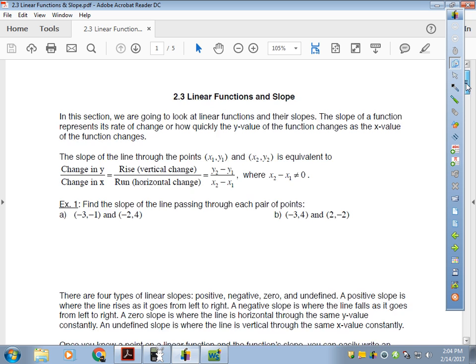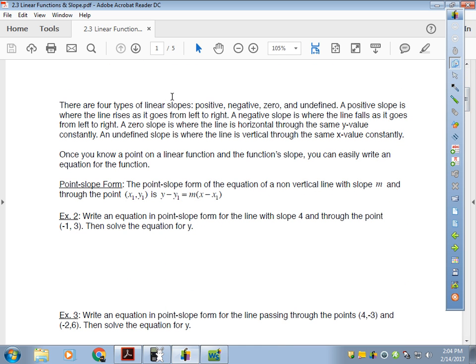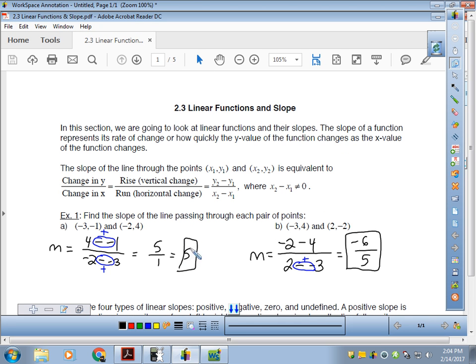Now, there are 4 different types of slope that we can see. Positive slope, like what we got here when we got 5, it's a positive slope. Negative slope, which is like what we got here, negative 6 over 5. Zero slope, which is where we have 0 on top, but we have a number on bottom that's not 0. And then undefined slope, which is where we have a number that's not 0 on top, and we have 0 on bottom.